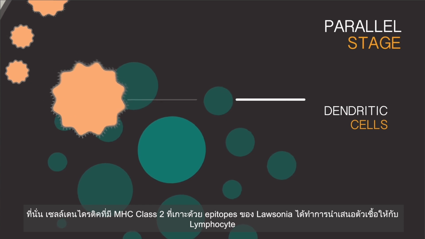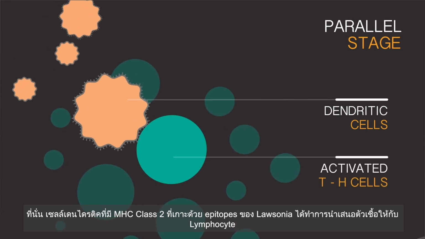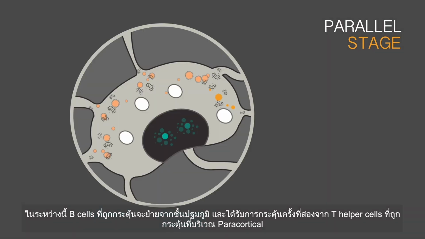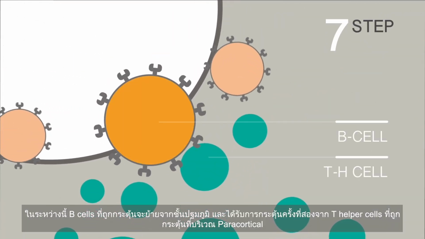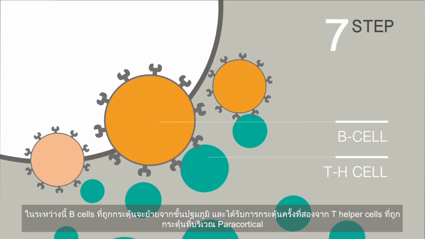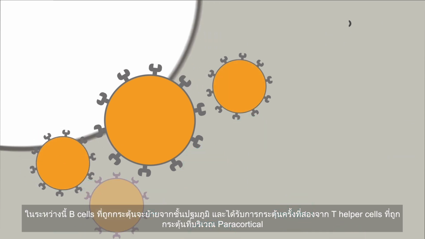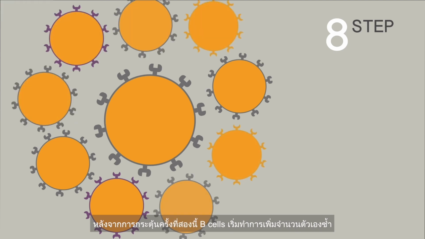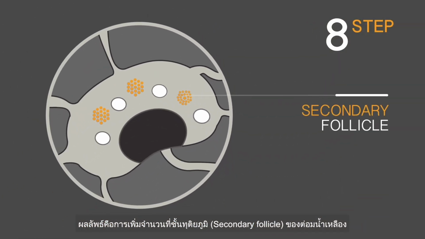There, dendritic cells with MHC2 loaded with Lawsonia intracellularis epitopes present antigens to the lymphocytes. Meanwhile, the activated B cells migrate from the primary follicle and undergo a second activation signal produced by T helper cells that have been activated at the paracortical region. After this second activation, the B cells begin to replicate. The result is the formation of a secondary follicle.